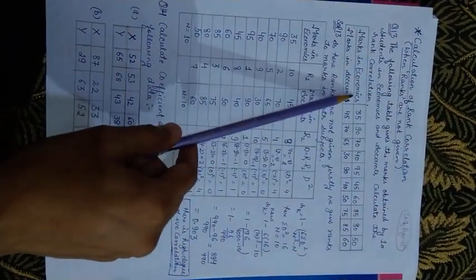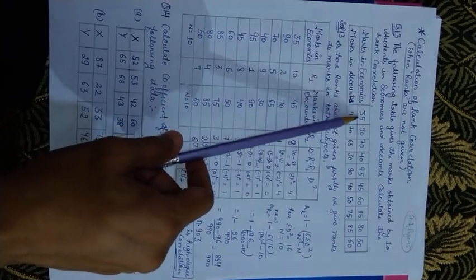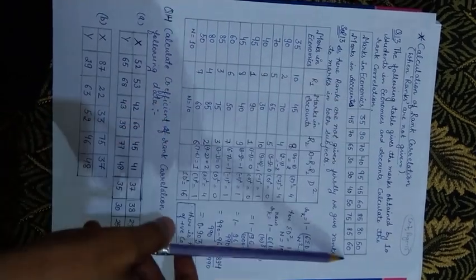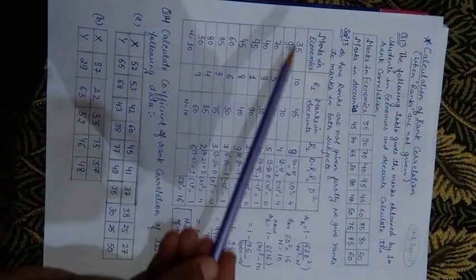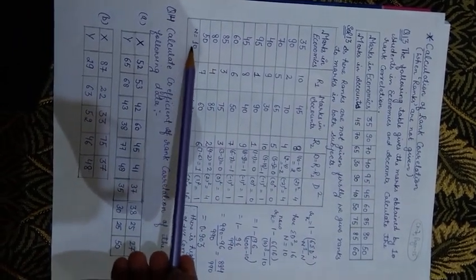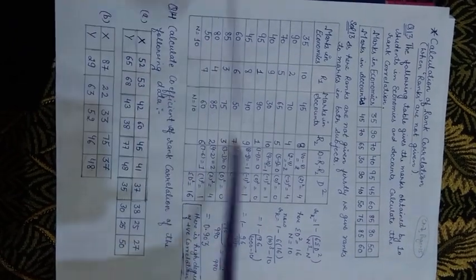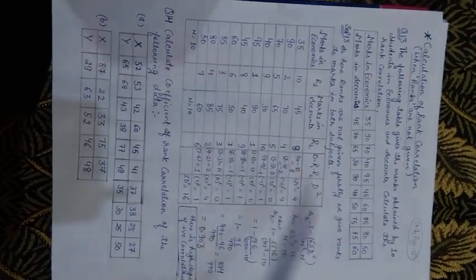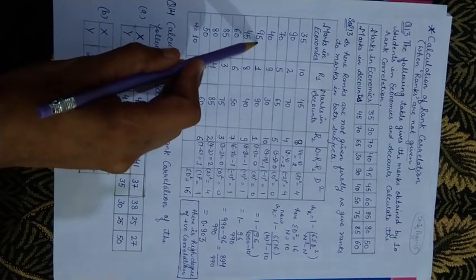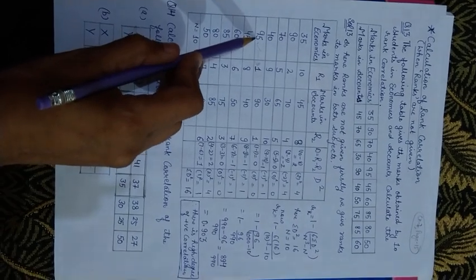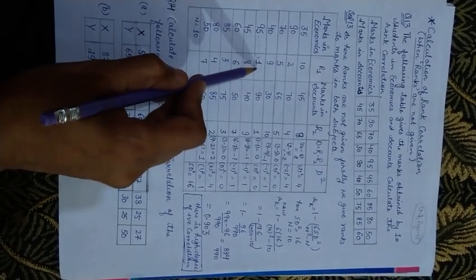These are the marks in economics of 10 students, and these are the marks in accounts of 10 students. First of all, you have to write the marks of economics over here, and you can write n is equal to 10. Now, as you know, whoever has got the highest marks will get rank 1. So who is having the highest marks? Here the highest marks is 95. So this person, whoever it is, we don't know, gets rank 1.